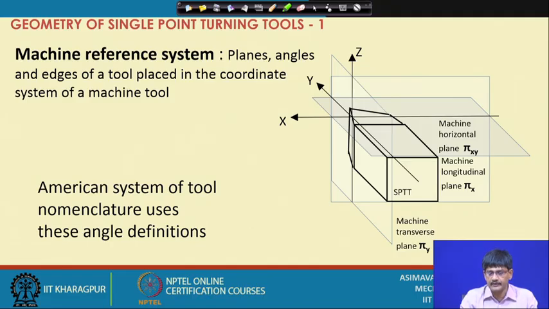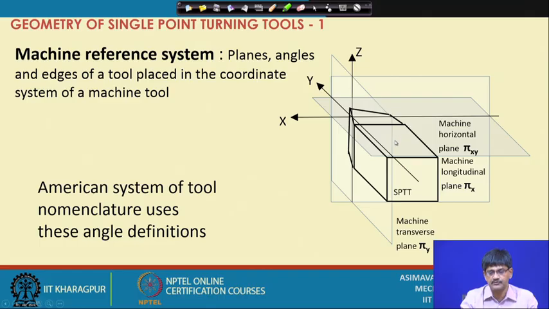What is this tool doing? The tool is having the three planes attached to it. These are the three directions: z axis, x axis, y axis. What are these planes? These planes are basically planes which define the space in relation to a machine.